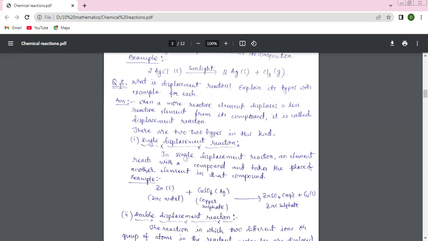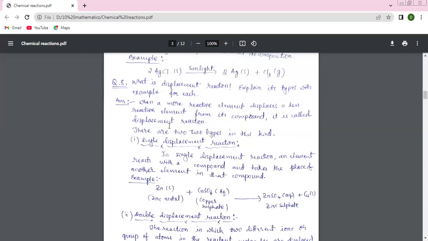Next, we move to the next question. What is a displacement reaction? Explain its types with an example for each. It is another type of reaction called the displacement reaction. When a more reactive element displaces a less reactive element from its compound, it is called a displacement reaction.